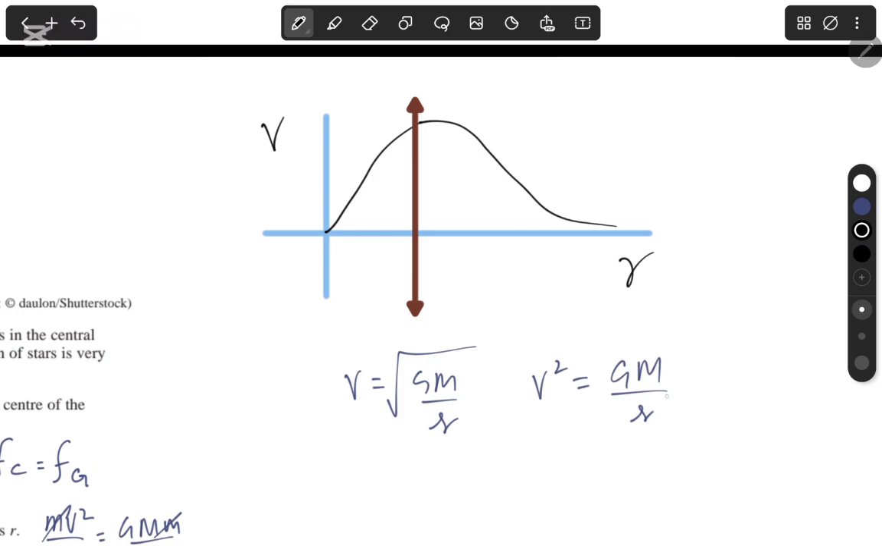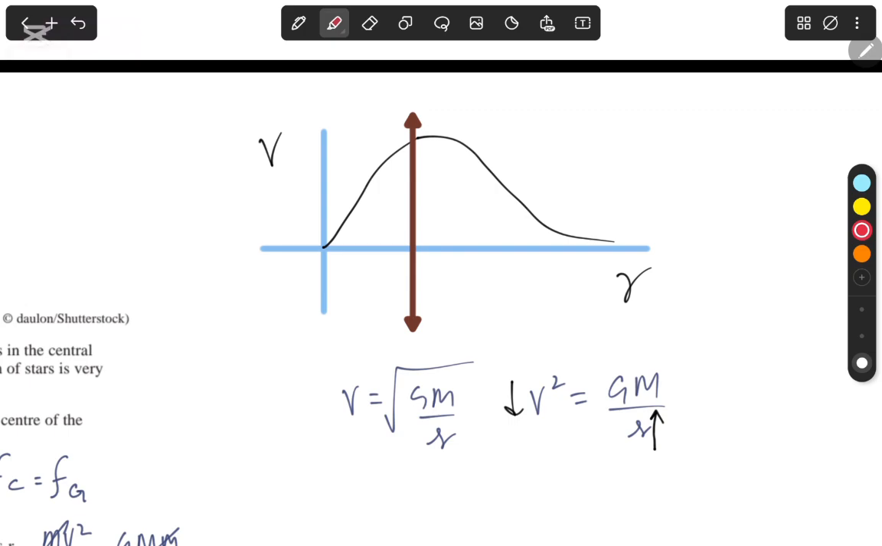What should actually happen is that as r increases, v should decrease. The first thing I want you to see is that if r is increasing, v should decrease. But this region here is not following that pattern, while this region here does follow that pattern. So what could possibly cause the velocity to increase here?